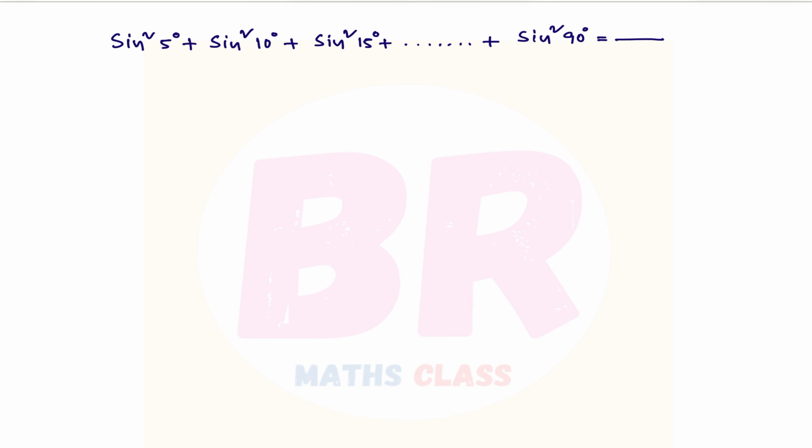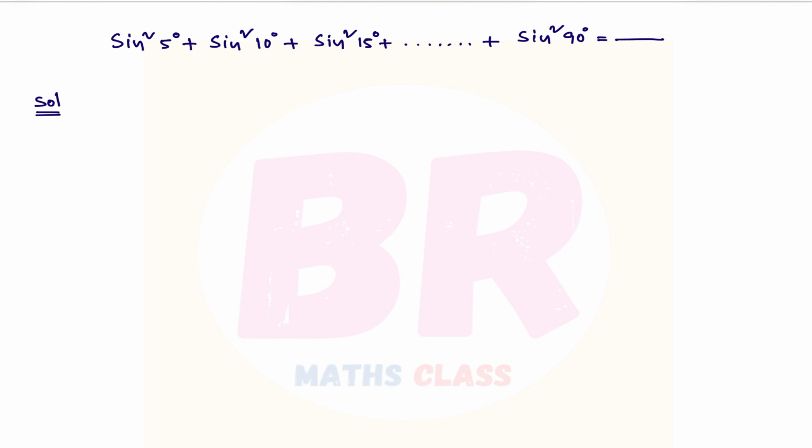You know the shortcut: when a plus b is 90 degrees, sine square a plus sine square b equals 1. First, you try on your own. Later, you check the solution. Let's see the solution. In this, for sine square 5, sine square 85 degrees is there. Sine square 5 plus sine square 85 is 1.